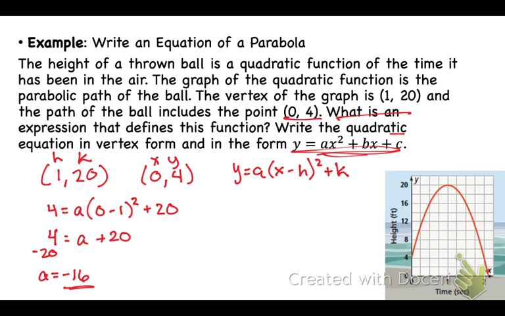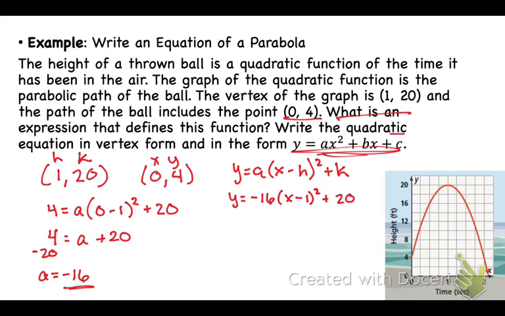Okay, look at the picture. We better have gotten a negative. Why? Because it opens down, yes? So now I'm going to put it in here. y equals negative 16(x minus 1) squared plus 20.